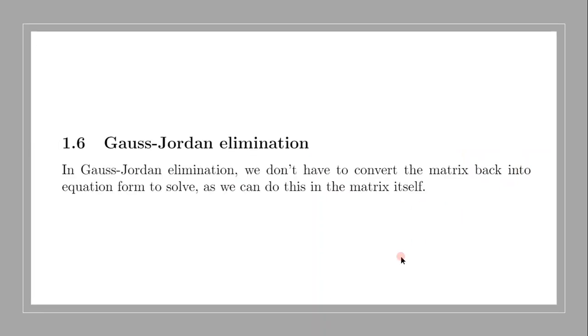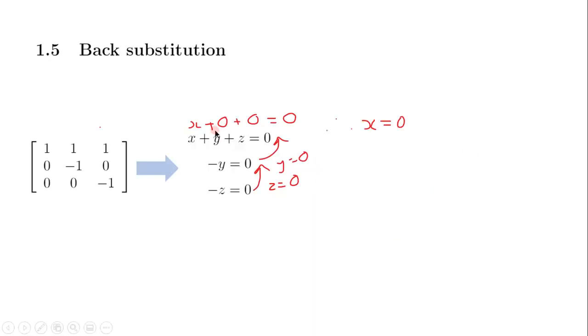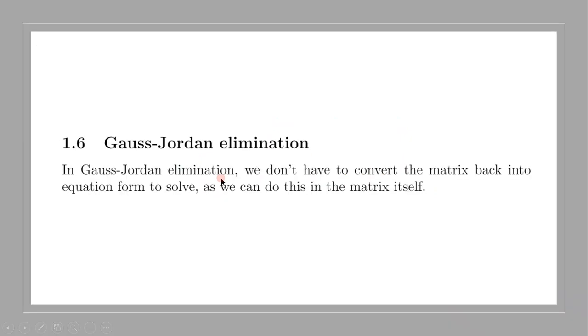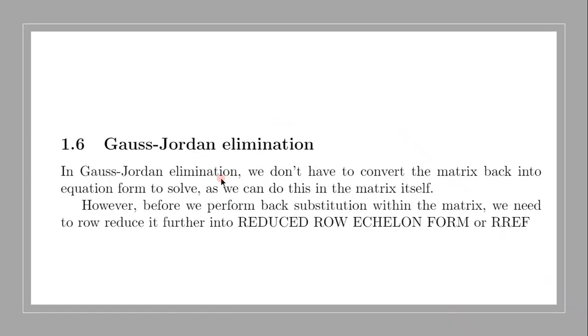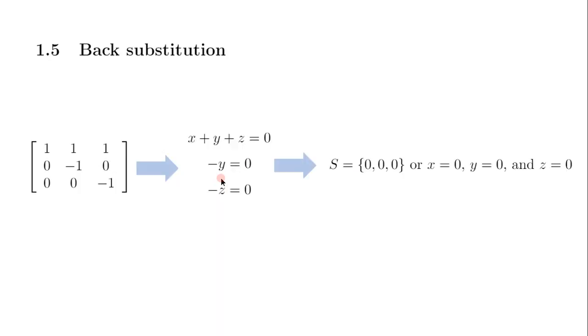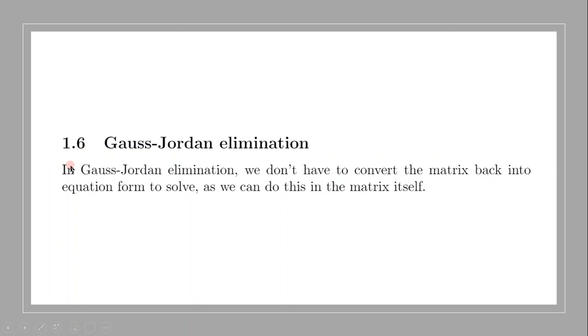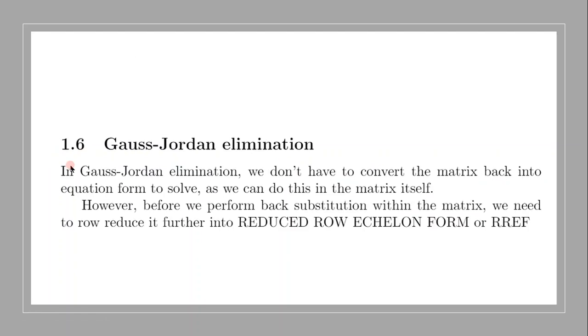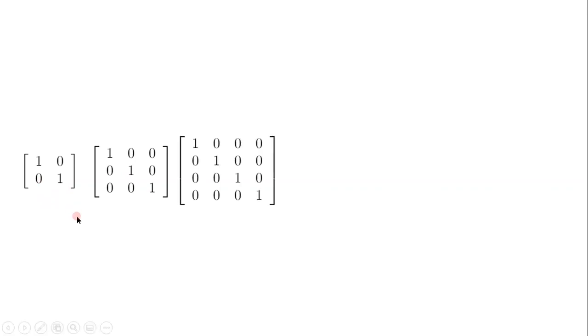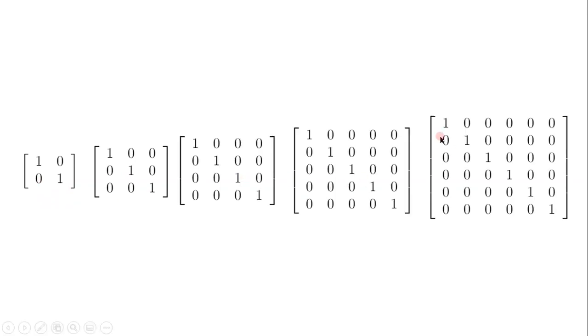So in Gauss-Jordan elimination, we don't have to convert the matrix back into equation form to solve like we did here. We don't do this. We actually do this in the matrix itself. We take one step further when we do Gauss-Jordan, because we don't just leave it here. We put something into reduced row echelon form instead of back substituting. So you'll get a matrix that looks like this when it's in reduced row echelon form. And if you're working with slightly larger matrices, the same rule follows. There is just a diagonal of ones down the middle.